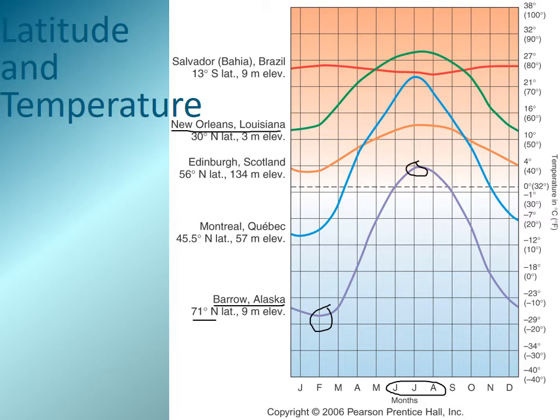Just take a look at Salvador, Brazil, much closer to the equator, 13 degrees south. You hardly ever have a difference in temperature. Why do you think there are slightly cooler temperatures during June, July, and August? If you've guessed that because in June, July, and August, the Southern Hemisphere has winter, you are correct. Of course, that's not much of a winter for Salvador, Brazil.